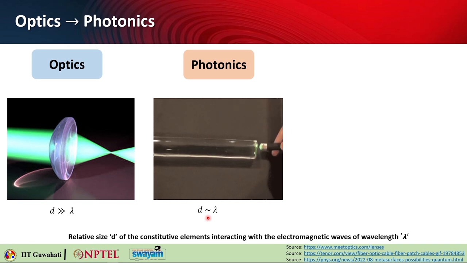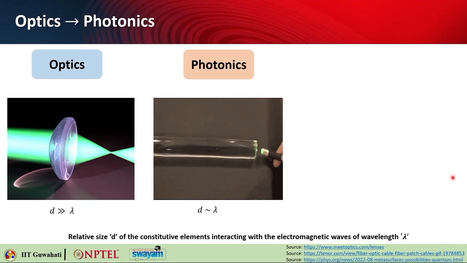That means the size of the material or the matter that is interacting with light also has a comparable dimension. So here you see a particular example of total internal reflection taking place in a glass rod. Now, this particular phenomenon is the basics of light propagation through optical fibers. When I consider optical fibers, that's a typical photonics application. Why so? What is the dimension of the optical fiber? If you look into a single mode fiber, it has a diameter of 7 to 10 micrometer.